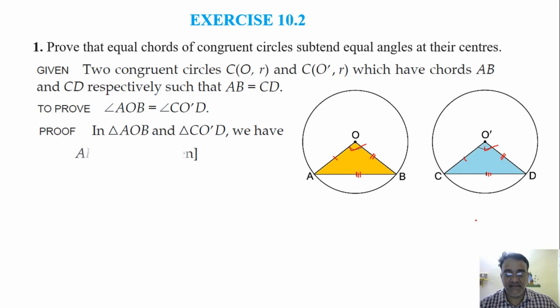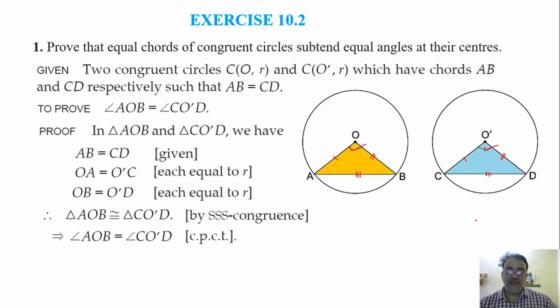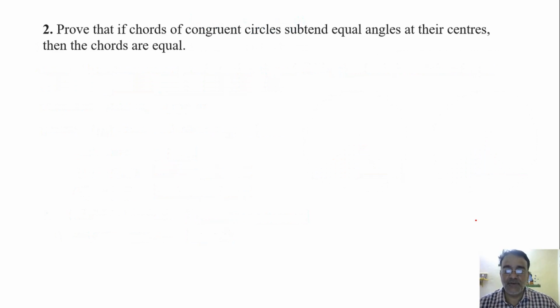By which criteria? SSS criteria. Right. SAS criteria. Yes, we are taking all three sides, so where did the angle come from? SSS criteria. Yes, SSS congruence rule. So if these two triangles are congruent, then angle AOB is equals to angle CO'D. Why? CPCT. CPCT, right. So this is question number 1, and question number 2 is also similar to the 10.2 theorem.